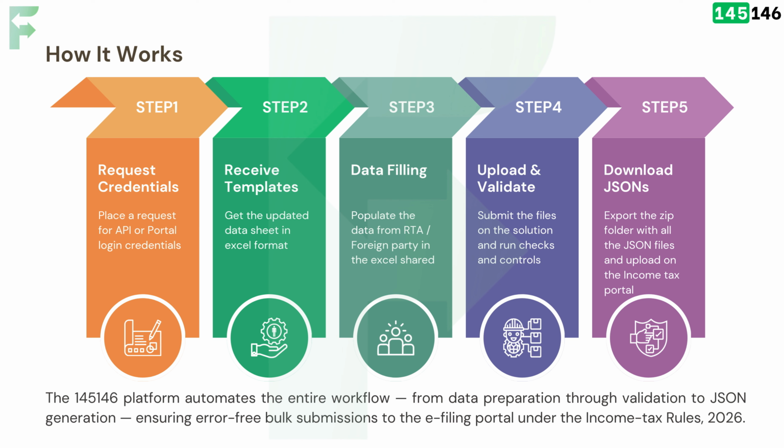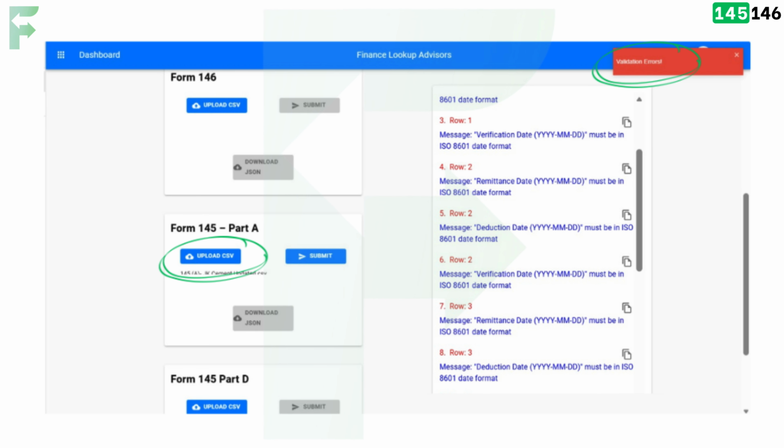Once the data is ready, the Excel file is uploaded to the platform, where automated validations instantly identify any missing information or formatting errors. After successful validation, the platform generates portal-ready JSON files that can be downloaded and submitted to the income tax e-filing portal. The complete process is simple, standardized, and designed to make bulk compliance faster, more accurate, and significantly easier. Let's see how the platform works in practice.